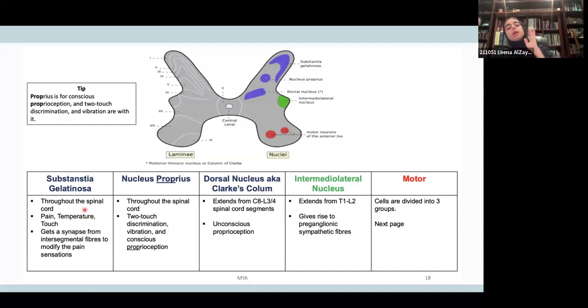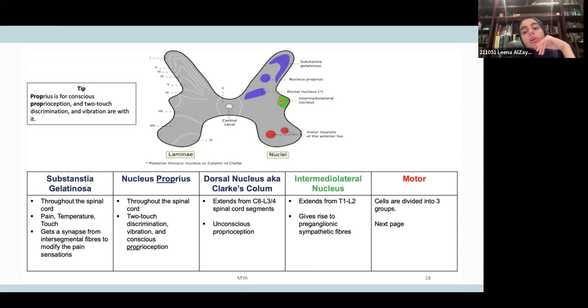So again, substantia gelatinosa is connected to the spinothalamic tract for pain, temperature, and touch. The nucleus proprius is for two-point discrimination, vibration, and conscious proprioception, same as the dorsal column fibers. The dorsal nucleus, or Clarke's nucleus, is for unconscious proprioception, which is the spinocerebellar tract. Intermediolateral is over here, next to the dorsal nucleus.